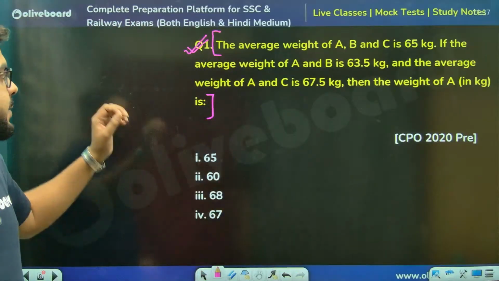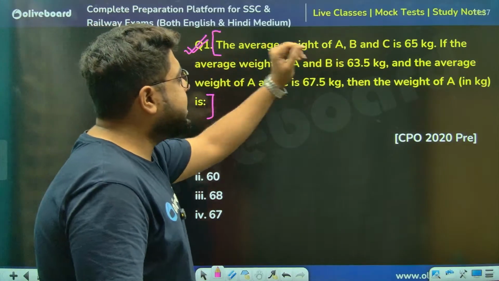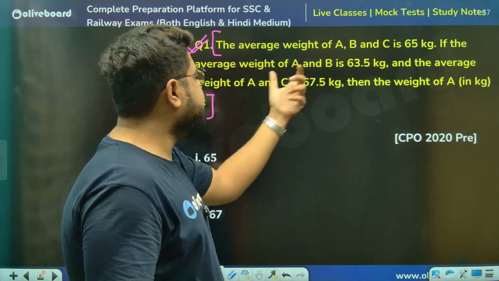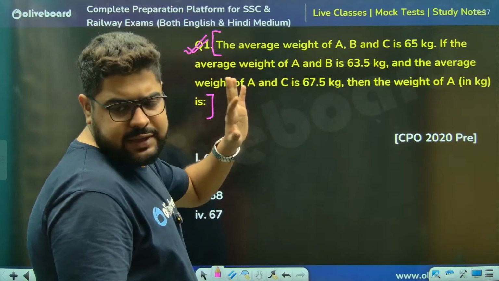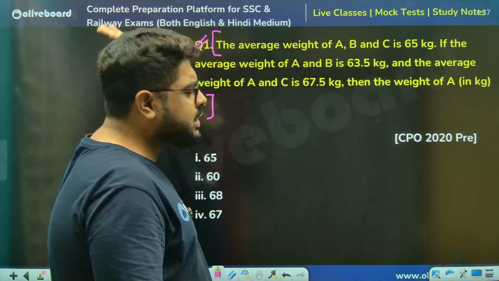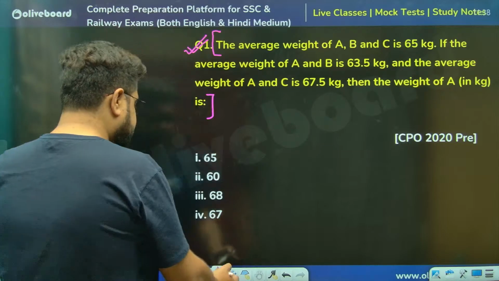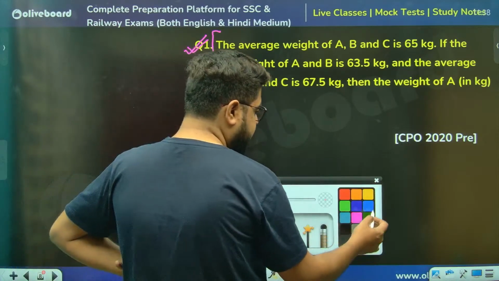Very simple question. Average weight of A, B, and C is given. Average weight of A and B given. Average weight of A and C given. Simple logic. This is absolutely basic logic. That is why this is question number 1 actually.